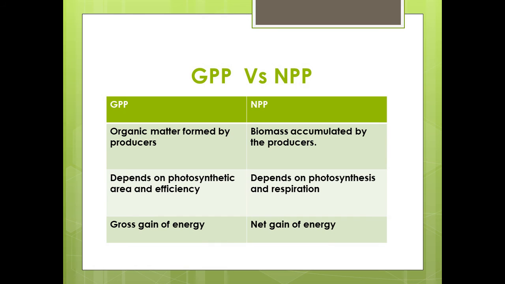Now, gross primary productivity is the gross gain of energy or biomass being equal to the sum of net primary productivity plus respiration rate. Now, net primary productivity is the net gain of energy or biomass being equal to gross primary productivity minus the rate of respiration.